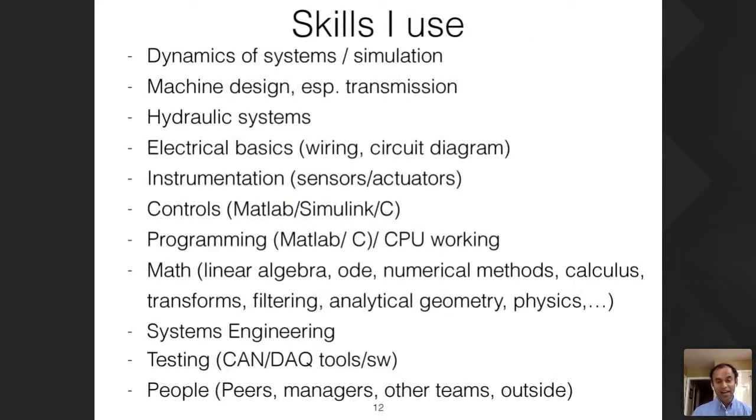So the skills I use for my job when I started, I did not have all the skills that I'm using right now, because I'm 4 years into the job. But initially I had some set of skills, and that's why the company hired me. So, dynamics of system, core mechanical engineering, right? Machine design, especially transmission. You need to know how the transmission works. You need to understand what is the gear, what is the gear ratio, how can you convert from one to the other, what is a diff lock, what is a differential. So you need to know all these basic things. So that's basic mechanical engineering.